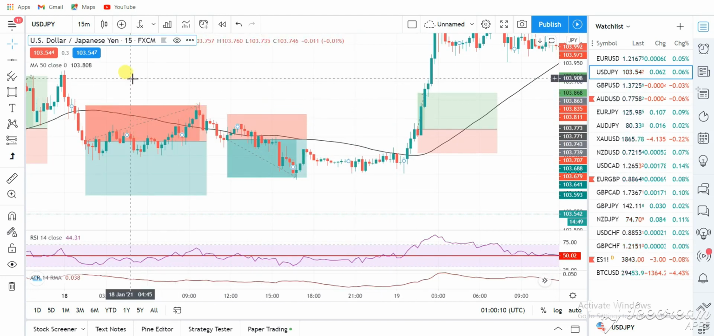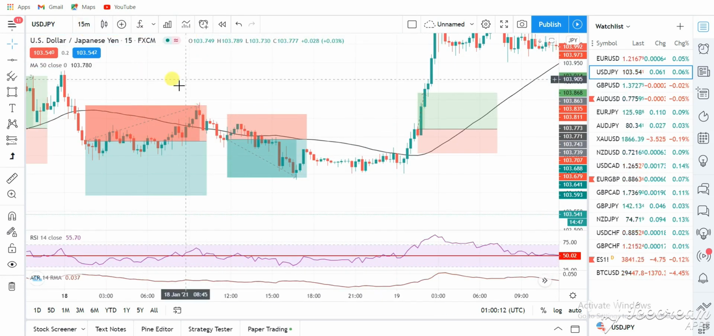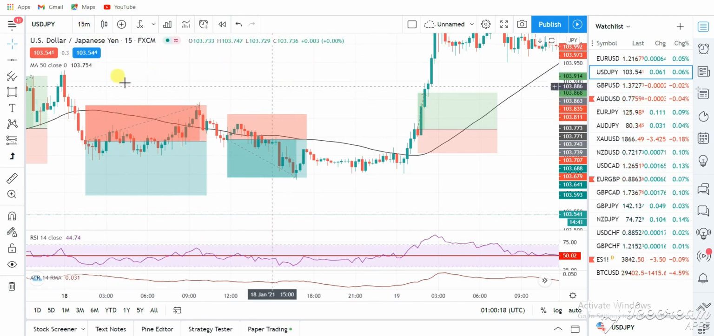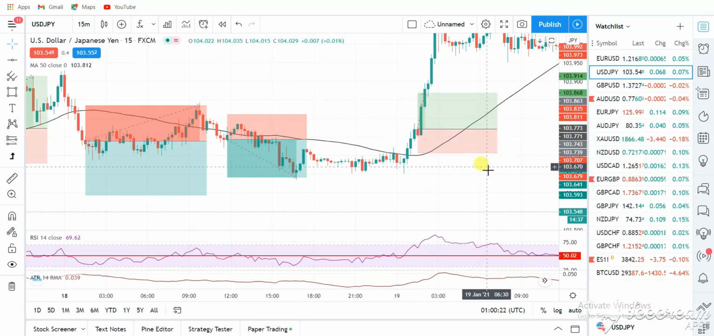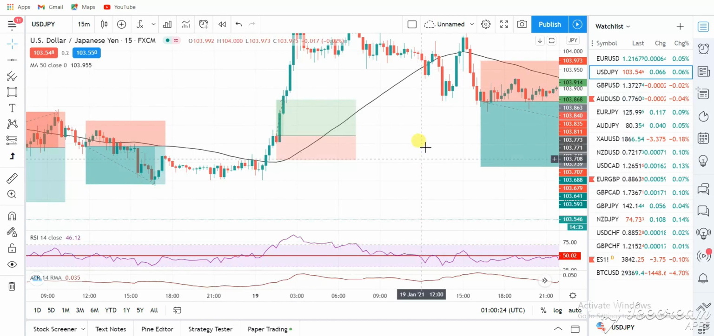You can go down to the 5-minute time frame to get even more entry setups, but I like to use the 15-minute time frame. I'm used to using the 15-minute time frame on this trading strategy. So this is a quick scalping strategy to grow a small account in the forex market.